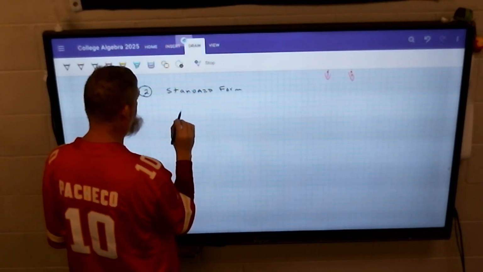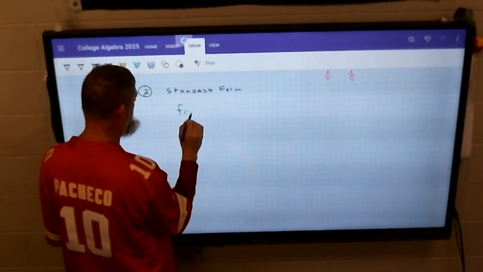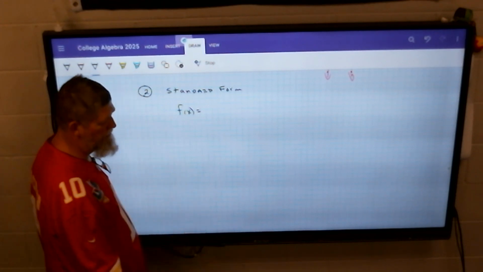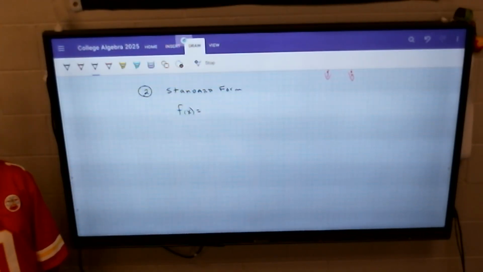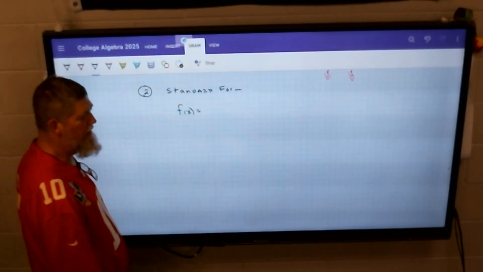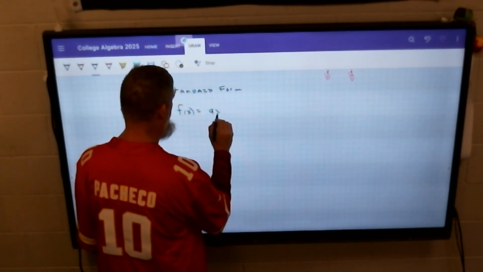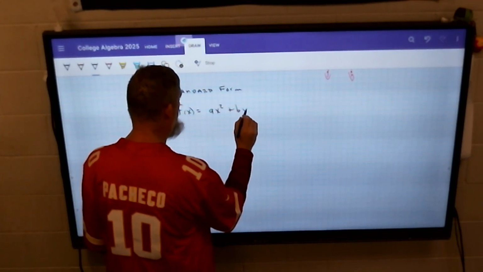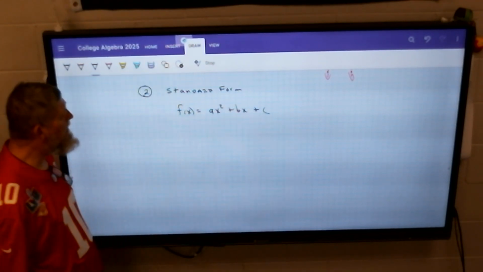And we all know standard form, right? f of x equals what? Just do a test over it. Standard form of a quadratic: a x squared plus b x plus c. Very good.